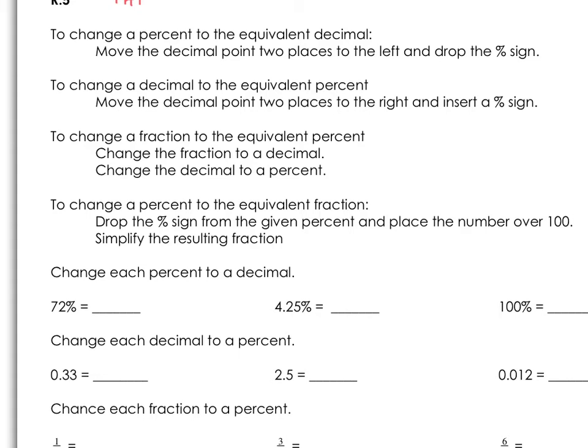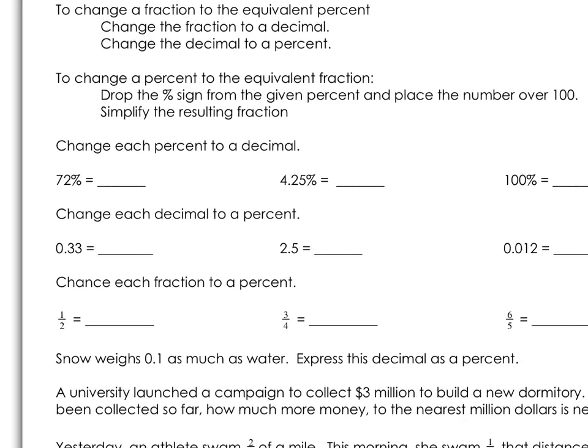So now we have some problems that we need to work. We're changing each percent to a decimal. The way I remember this whole right-left business is I put D and P in alphabetical order. I'm going from a percent to a decimal, so I want to move the decimal 2 places to the left. If I'm going from a decimal to a percent, I want to move the decimal 2 places to the right. So 72%, currently the decimal is to the right of the 2. If I move it 2 places to the left and drop the percent sign, I get 0.72.